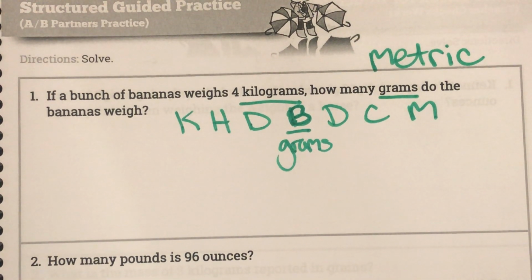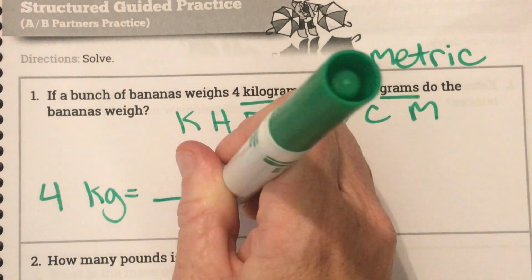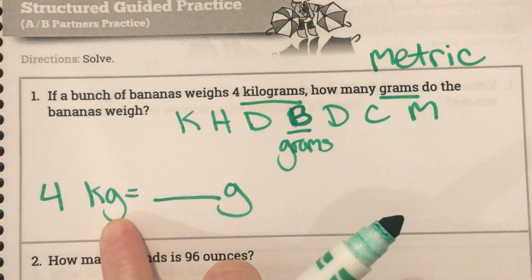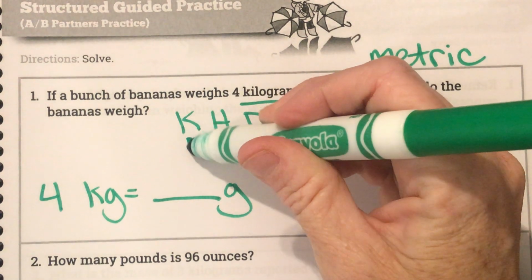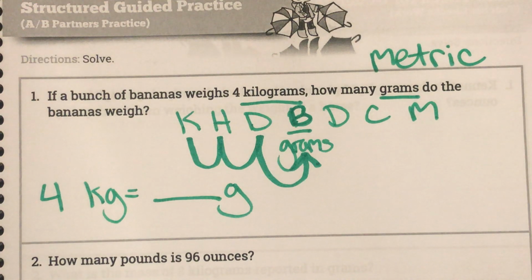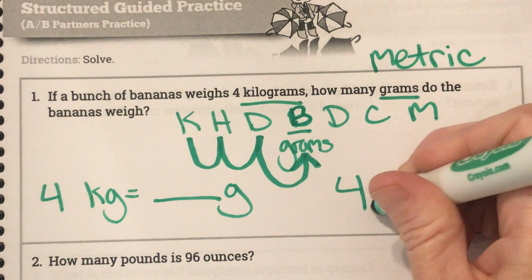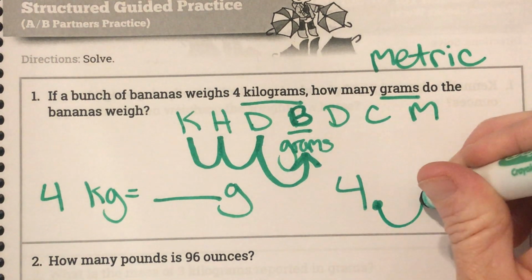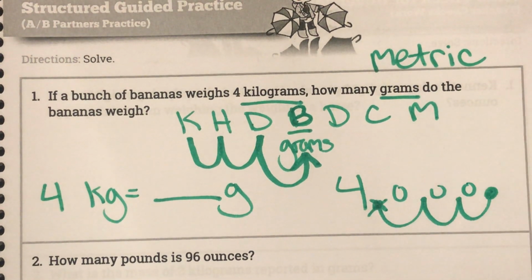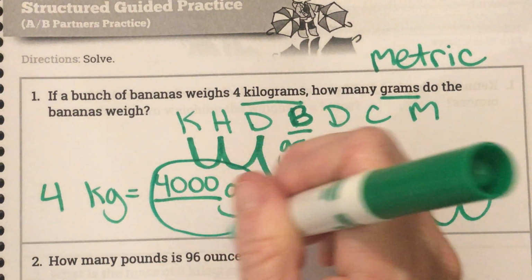Okay, my problem says they want to know 4 kilograms equals how many grams? So they're starting at kilograms and going to grams. So they're starting here and going 1, 2, 3. So they went 3 to the right. So let's take our digit 4, add a decimal, and go 1, 2, 3 to the right. And we could fill those in. So our answer is 4,000 grams.